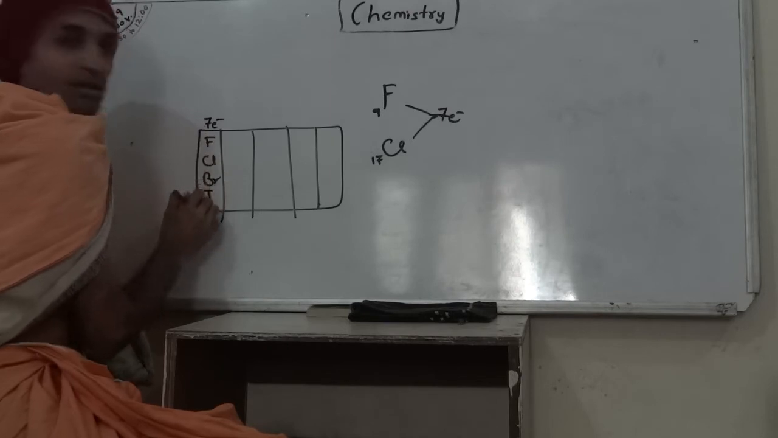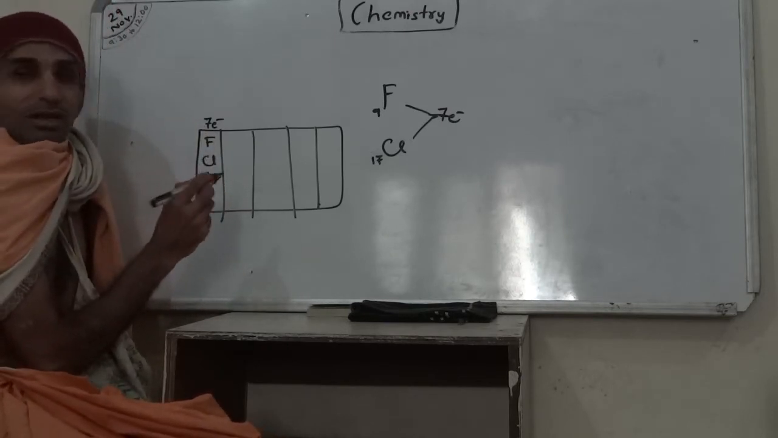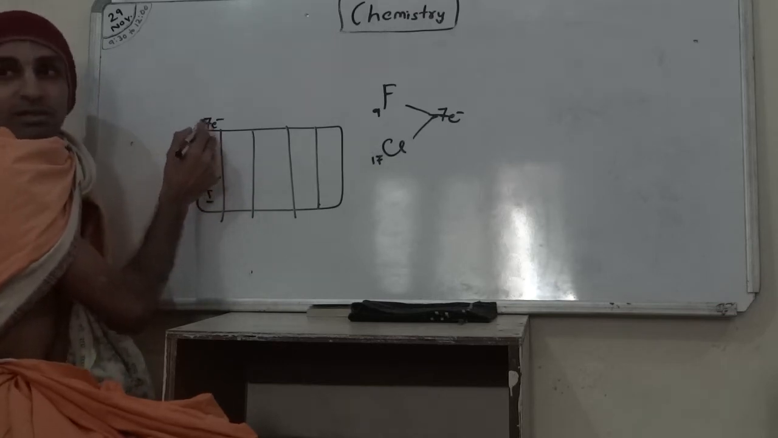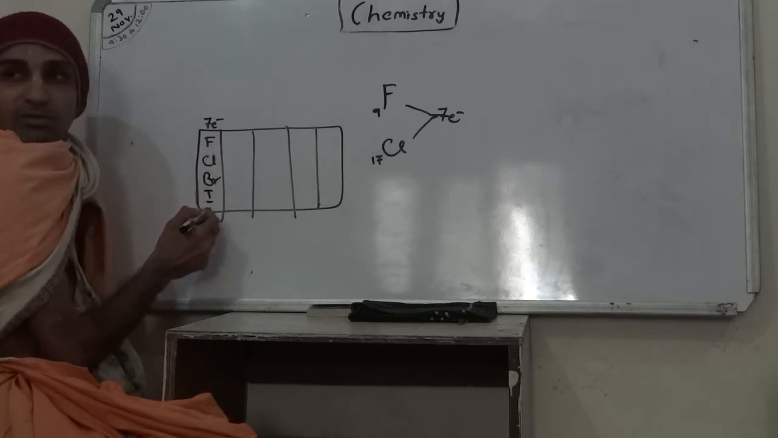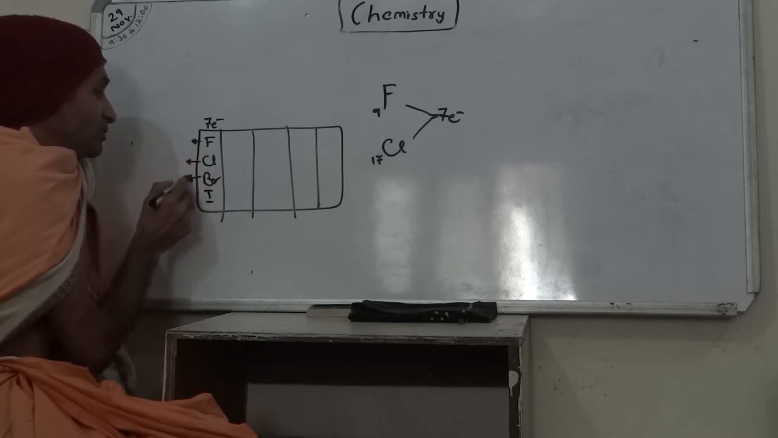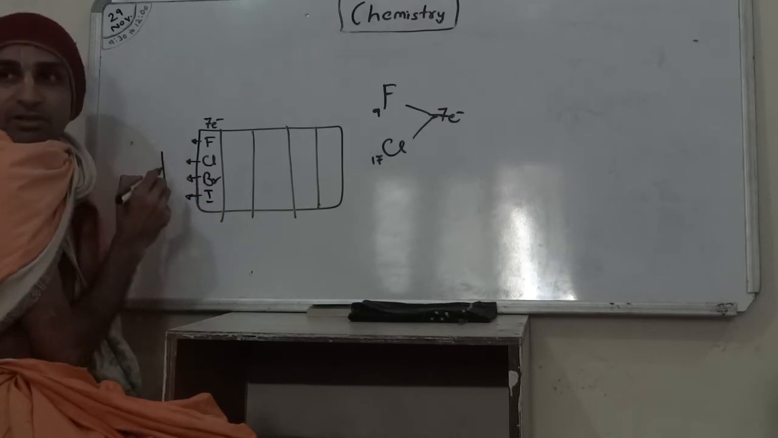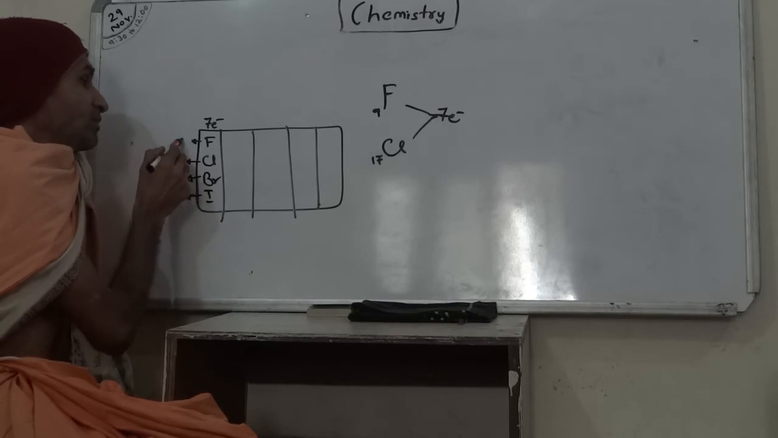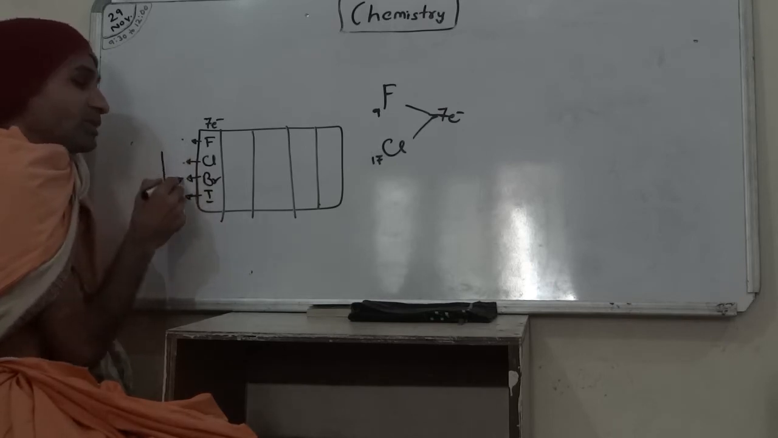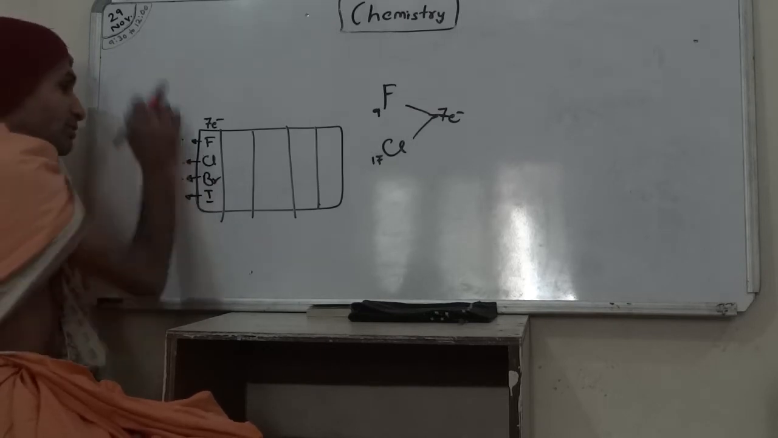Okay? Are you able to understand? This is the outside orbit. The number of outside electrons is 7. All of them will be kept in the same column. And the one which has more orbits will be in the ascending order. Means fluorine will have say 2 orbits, then chlorine will have 3 orbits, bromine will have 4 orbits, like that. So they will be kept in that order.